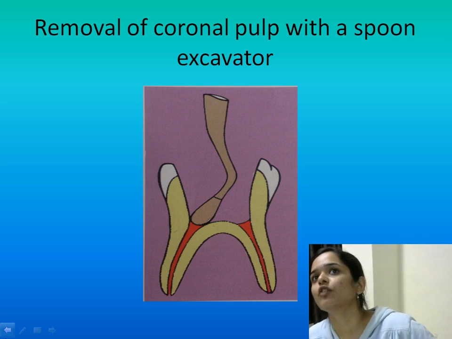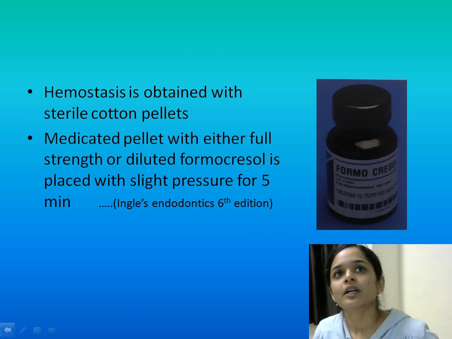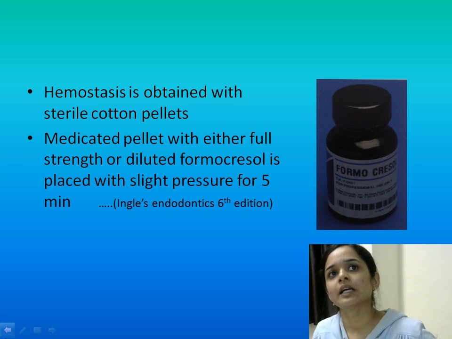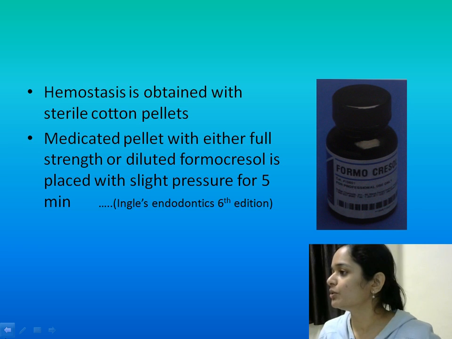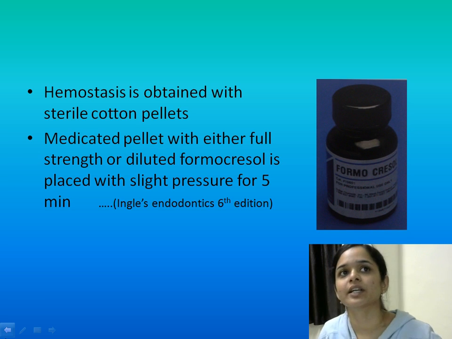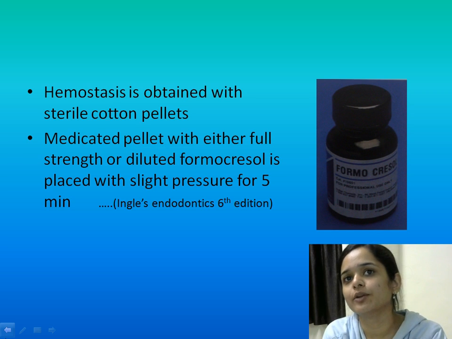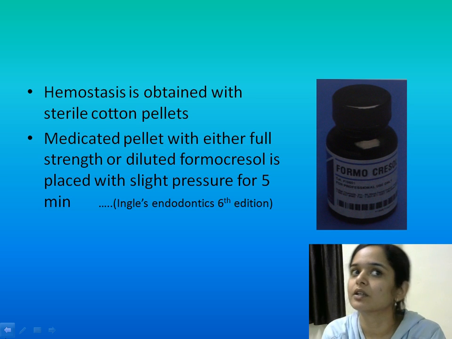Then removal of coronal pulp with spoon excavator or round burr. Then hemostasis is obtained with sterile cotton pellets. Now most commonly used is Formocresol with 95% success rate. Most commonly used, and it has shown a good long-term success rate. Medicated pellet with either full strength or diluted Formocresol is placed with slight pressure for 5 minutes.